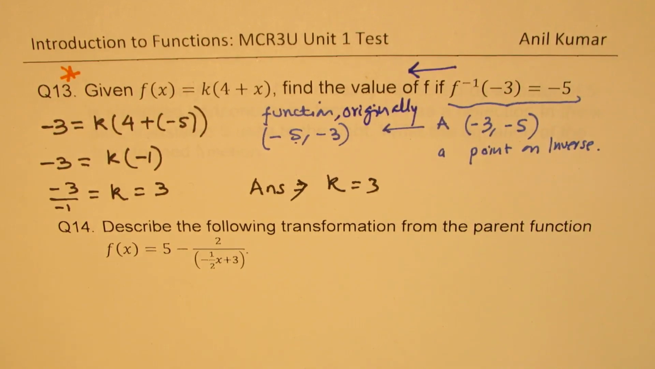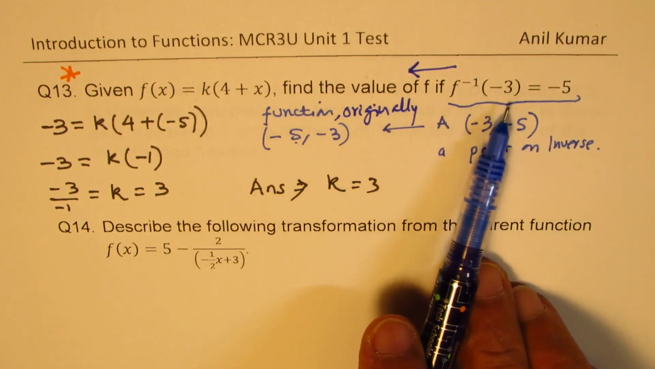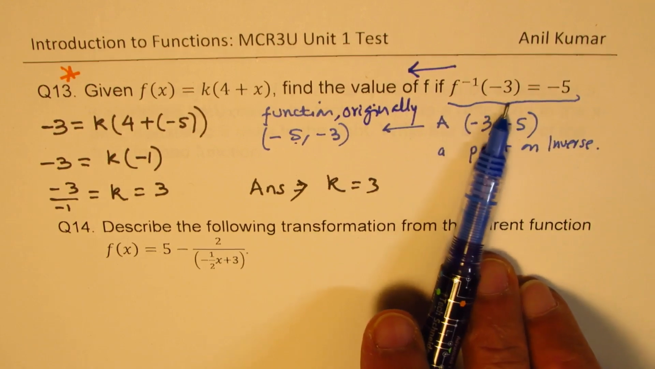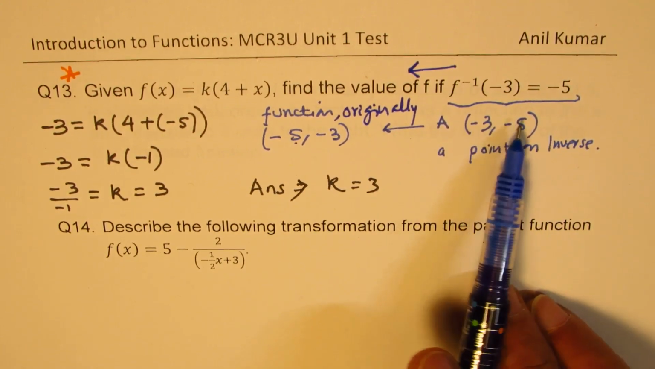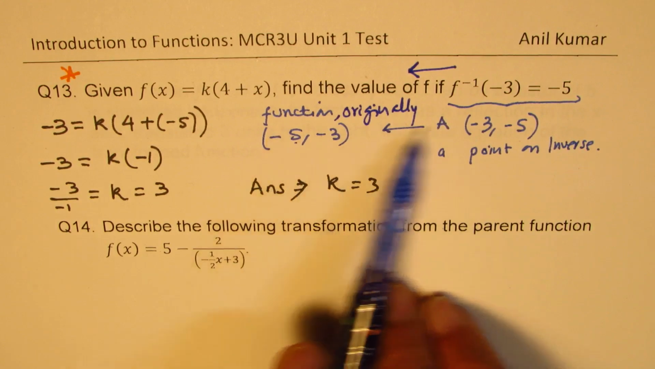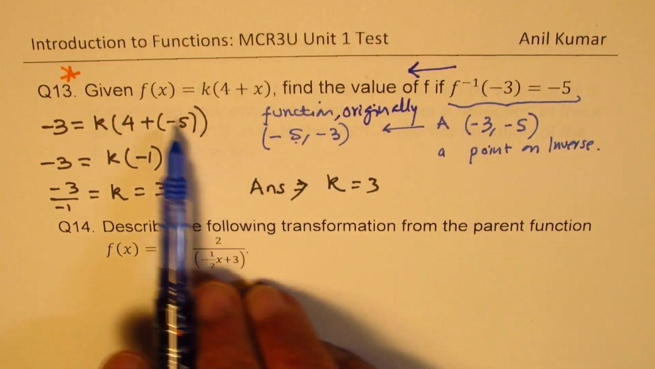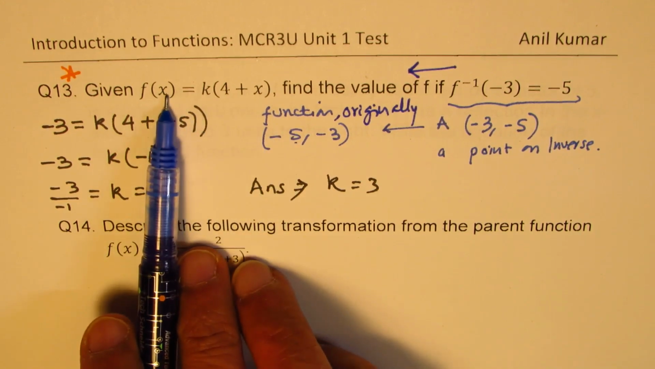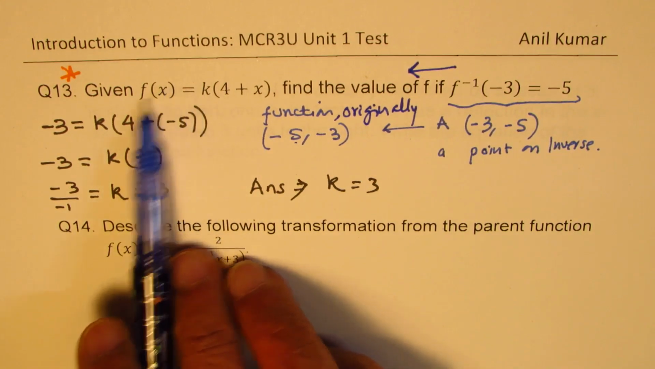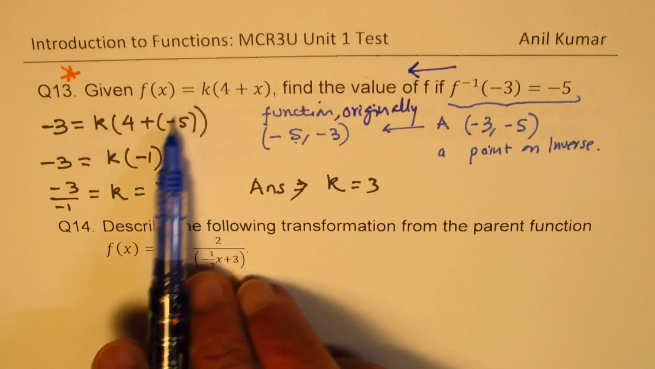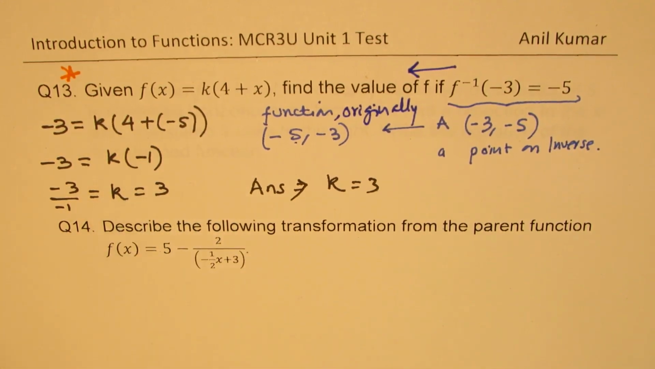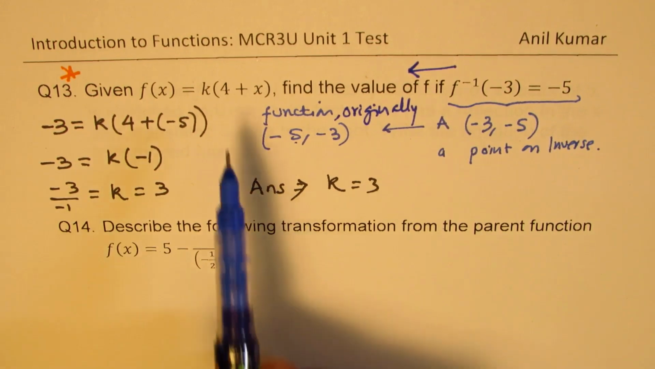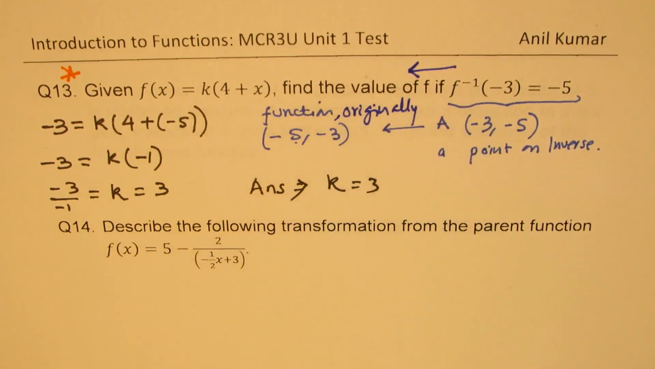I hope this concept is absolutely clear. We had a function and its inverse. We are given a point on the inverse function, which is minus 3, minus 5. Flip it to get the point on the function, minus 5, minus 3. So at minus 5, we should get a value of minus 3. We substitute minus 3 for f of x and minus 5 for x, and in a minute we can get the answer. You don't really have to work on the inverse. Okay, let's move on now to transformation.